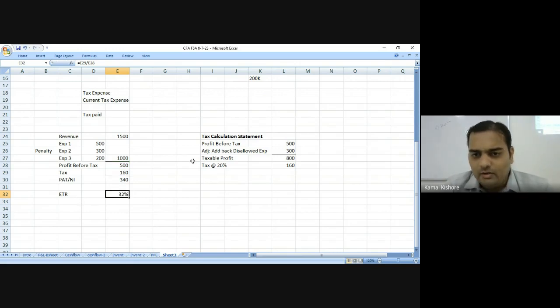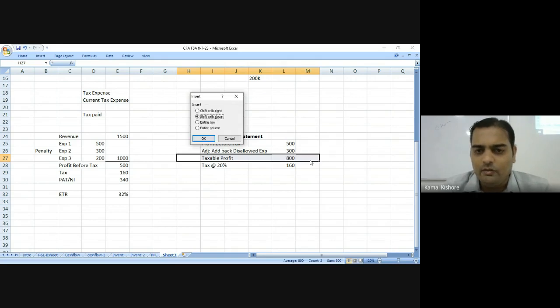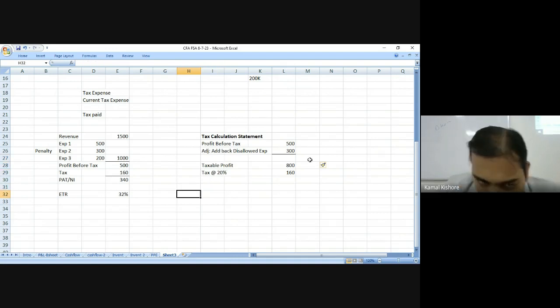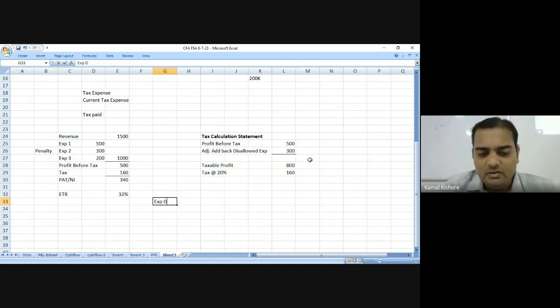Okay, like this, there are a lot of items. Not necessarily, as I said, will you increase the profit before tax. It can be reducing also. So like this, there are a lot of items. For example, expense disallowed, expense allowed. Or you can say deduction allowed, not expense allowed. Deduction allowed.